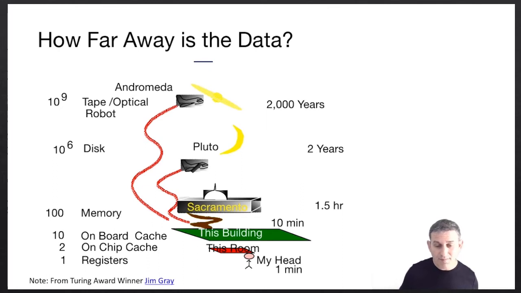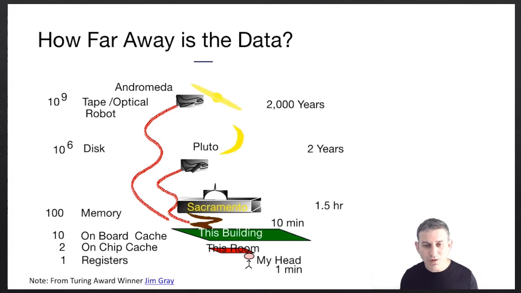If it takes a minute to get something out of your head, it takes 2 years to get it from Pluto. On-chip cache might be in the room, on-board cache in your building. Going to memory might be like going from San Francisco to Sacramento, which is where Jim Gray lived, about a 1.5 hour drive. Going to disk is like going to Pluto. And going to some cloud service, tape optical robot, whatever, that might be infinitely far away, like the Andromeda Galaxy.